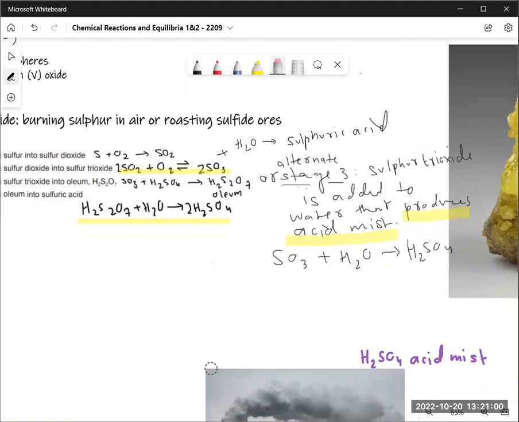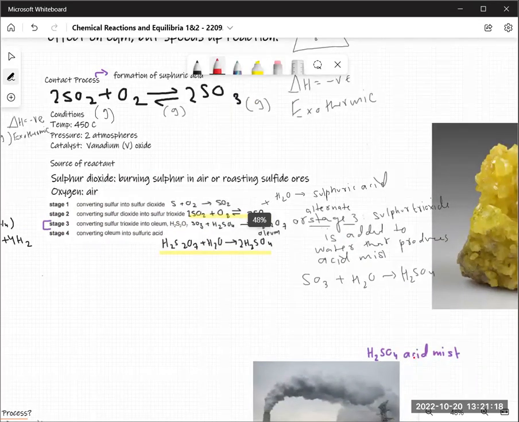Yes, Manvi. What does the acid mist consist of? Because we're using all of the elements and everything already to make H2SO4, right? So acid mist is H2SO4. So it's a mist of H2SO4, right? Okay. It's written right here, H2SO4 acid mist.